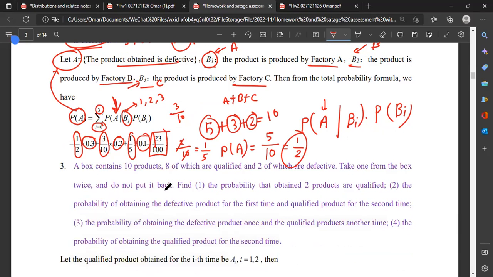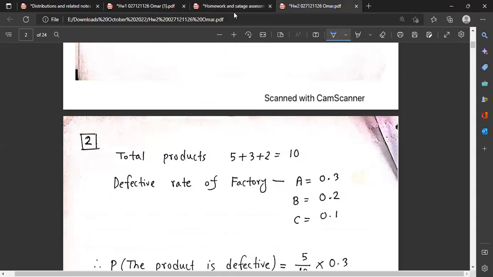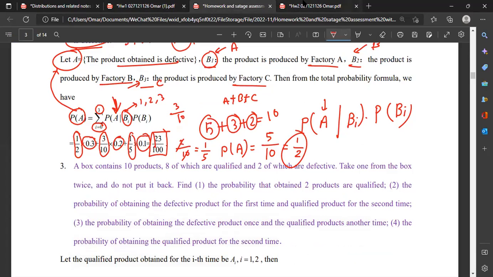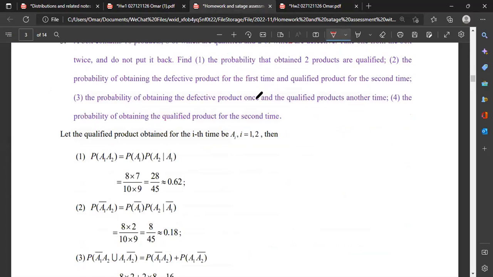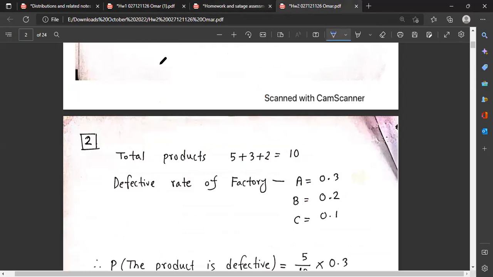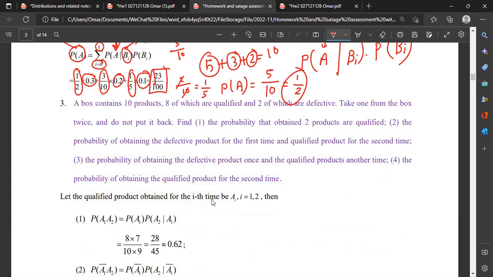So now let's go to the third question. A box contains 10 products, 8 of which are qualified and 2 of which are defective. Take one from the box twice. Each time we have to take one product.